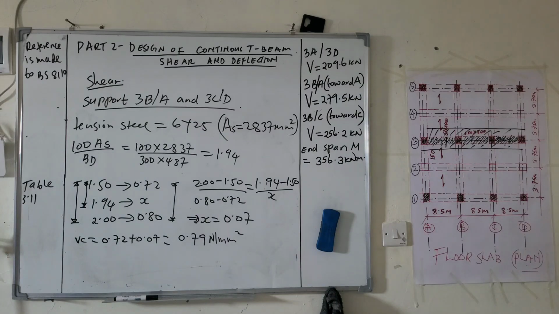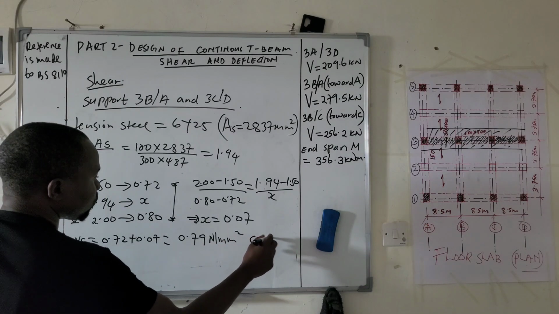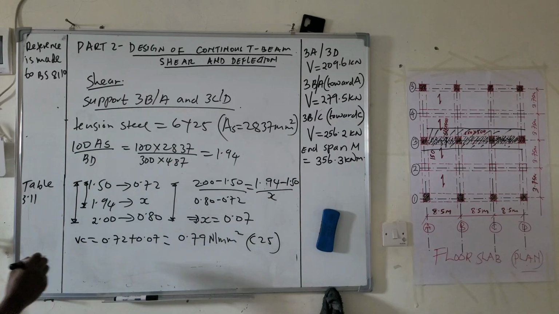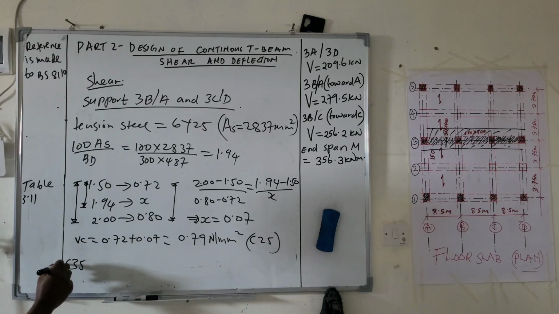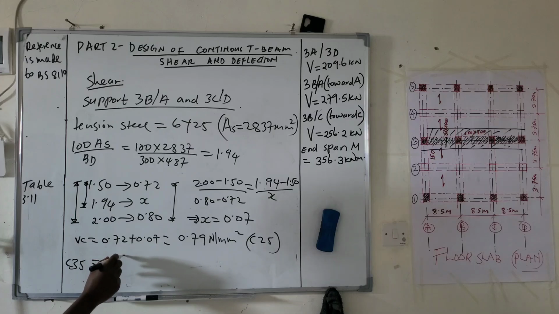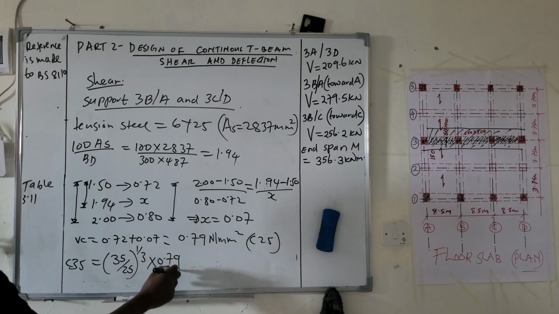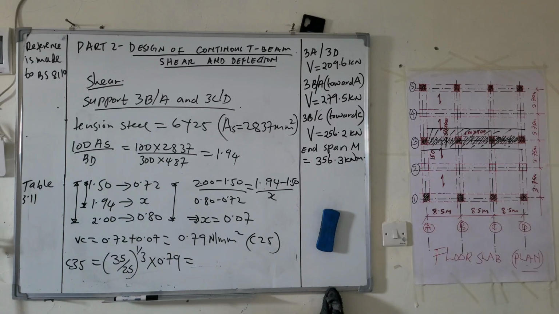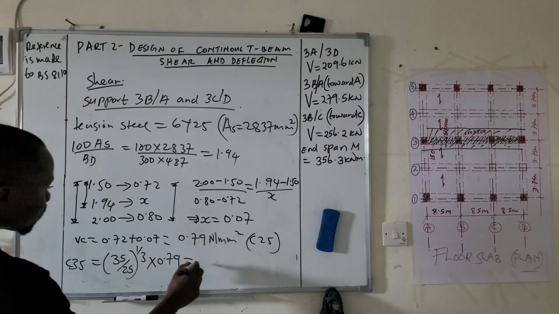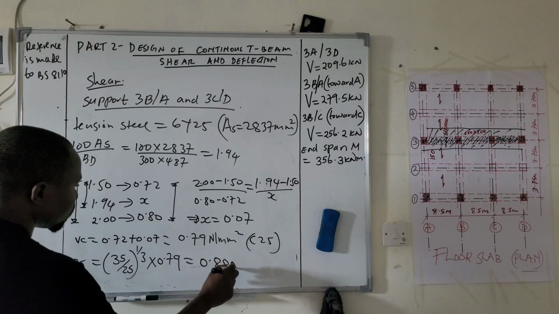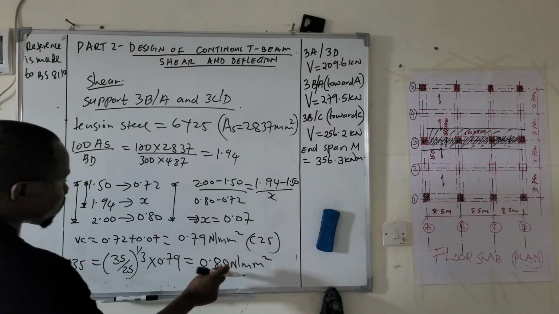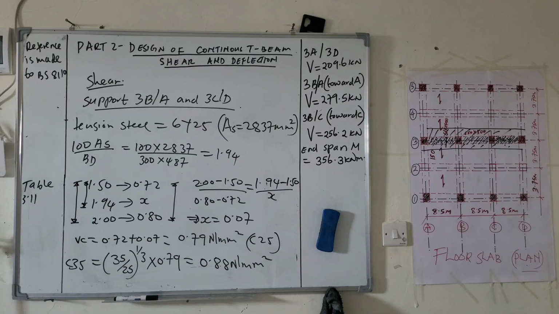Remember, this is for class 25 of concrete. To obtain class 35, it is equal to 35 over 25 raised to power one third times 0.79. So this one is equal to 0.88 Newton per millimeter square. So this is our Vc in concrete.